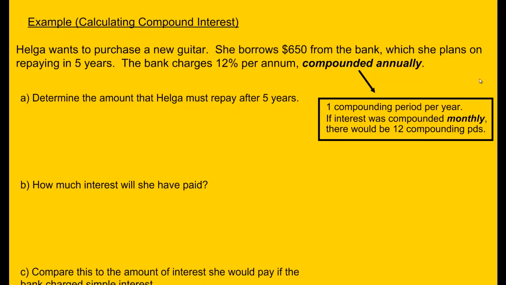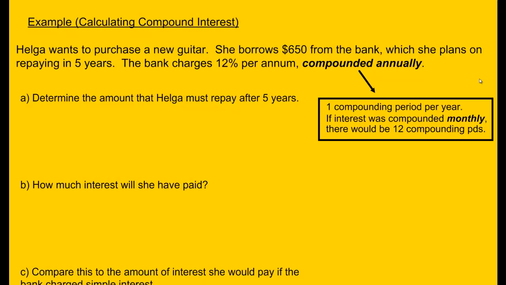Alright, let's start with an example. Helga wants to purchase a new guitar. She borrows $650 from her bank, and then she plans on repaying the bank in 5 years. The bank has decided to charge her 12% per annum, remember that just means per year, compounded annually. So when you see compounded annually, the first thing is that this isn't simple interest, it's compound interest. And because it's compounded annually, that means that each compounding period is 1 year. So at the end of every year, we're going to readjust the principal to a new amount.